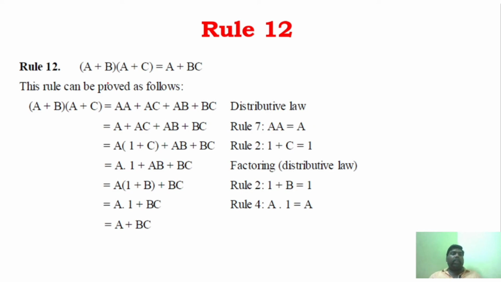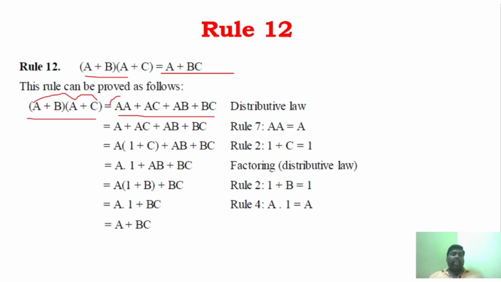And the last rule is nothing but rule number 12. It's very similar to the distributive law. You can see here (A plus B) and (A plus C) is equal to A plus BC. This is what we have to prove. So how will you prove this? You can see here we are taking this expression, and according to distributive law, I can write this as A into A, and then A into C. I am just going to multiply A into A and A into C, and then AB and BC, correct? That's the distributive law.